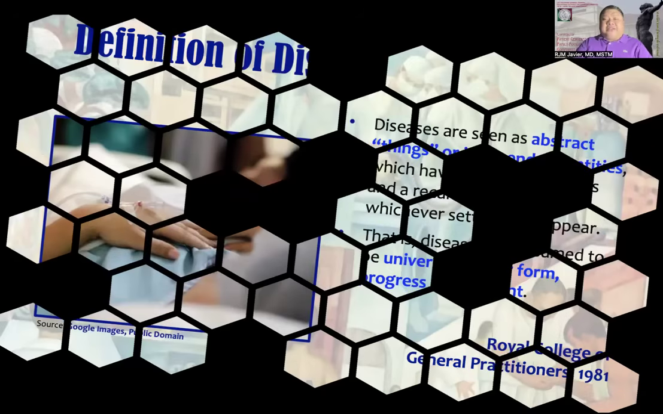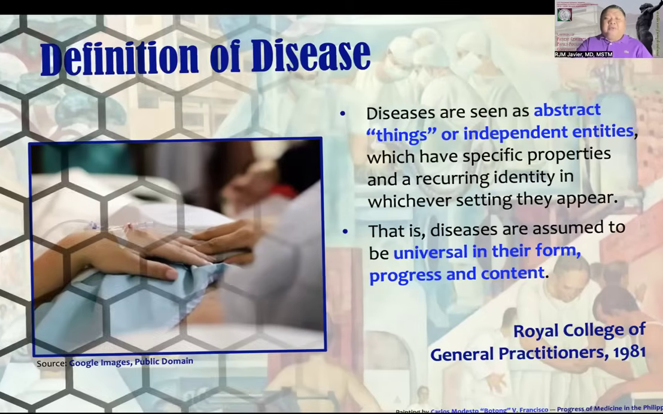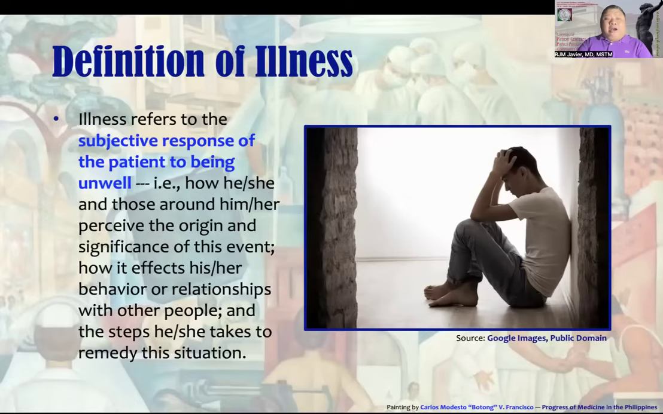Now, diseases are seen as abstract things or independent entities, which have specific properties and a recurring identity in whichever setting they appear. Therefore, diseases are assumed to be universal in form as well as in their progress and content. In contrast, when we talk of illness, this refers to the subjective response of the patient to being unwell.